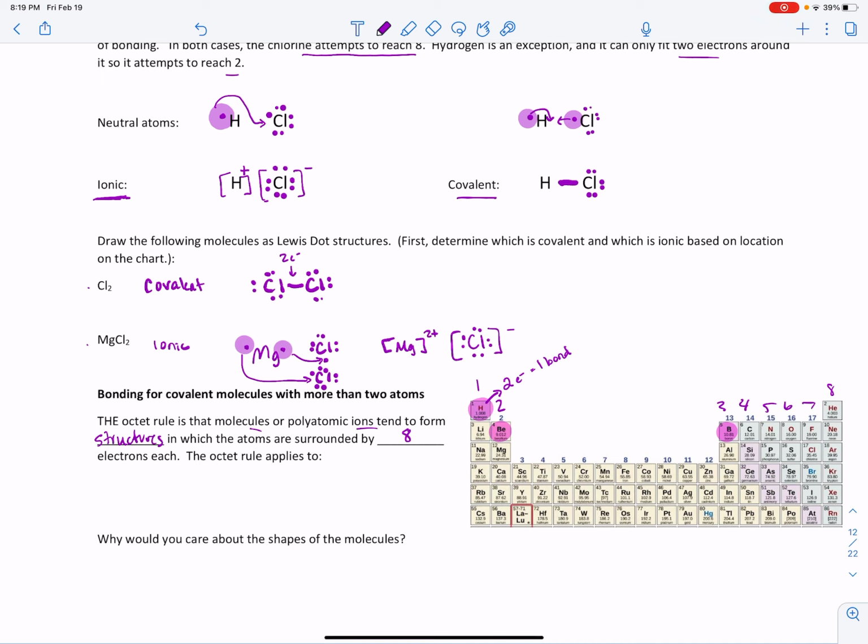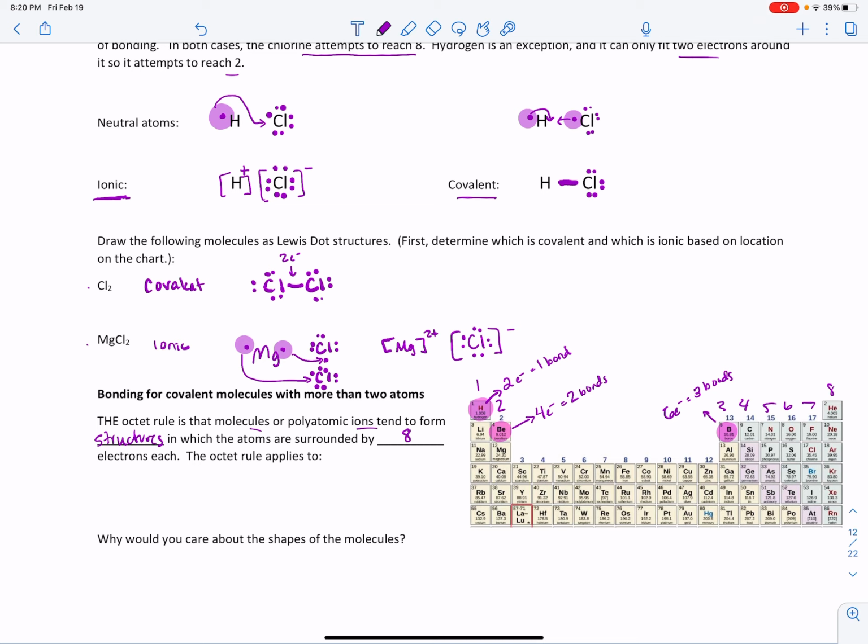Kind of like, imagine if you have a marble, how many beach balls can you fit around it? Not very many, because the marble's too small. Beryllium can hold 4 electrons, and that is 2 total bonds. And then boron can hold 6 electrons, which is 3 total bonds.